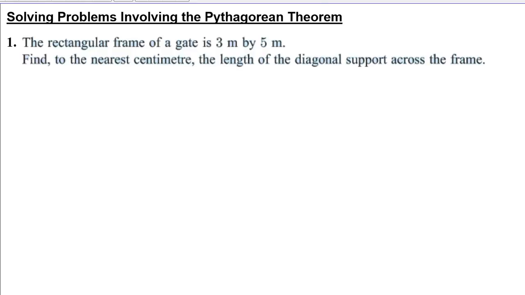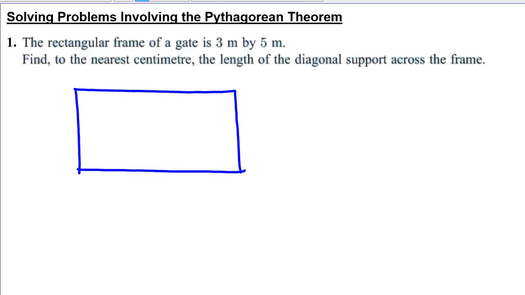So the first thing that we need to do is to represent this information in a diagram, which means we need to sketch it. Now the measurements are 5 meters by 3 meters. And then we have the diagonal support, which is across the frame. What the question is asking us to find is the length of the diagonal support. So let the length of the diagonal support be x.